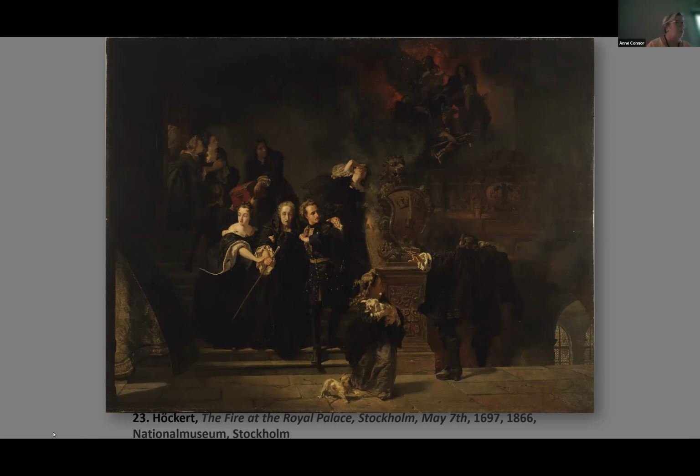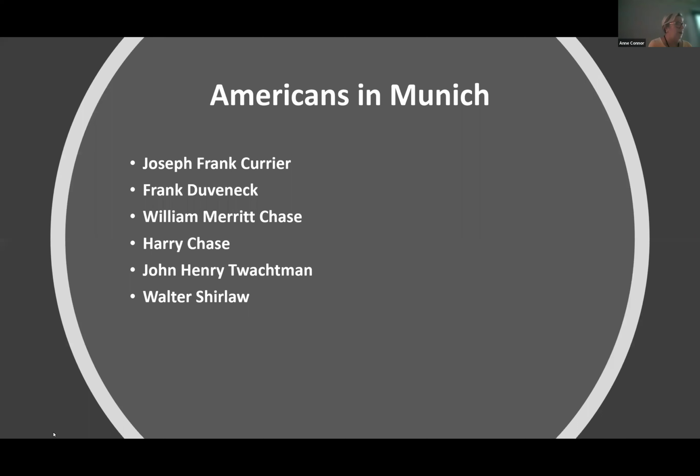So in Munich, we also saw different names, and we'll talk about them in September. But Currier, the great engraver Currier, worked there, Duveneck, William Merritt Chase, Harry Chase, and others all went to that school and came back to the US, quite influenced, with the detour of Courbet in the same image. And we'll see realism in America and realism in Russia in September. So that will be another time.